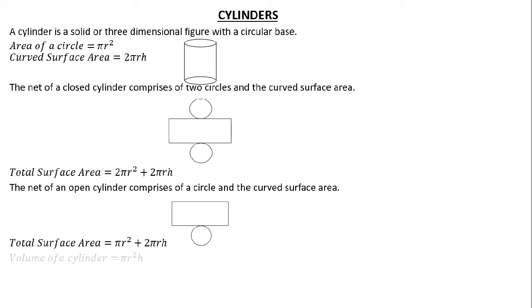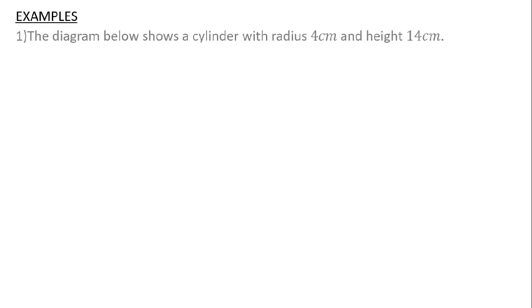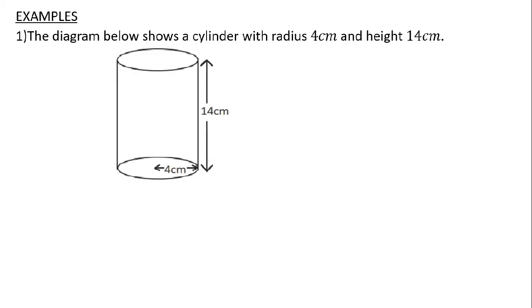So let's go through some examples. Question 1. The diagram below shows a cylinder with radius 4 centimeters and height of 14 centimeters. Calculate its volume. Take pi as 22/7.